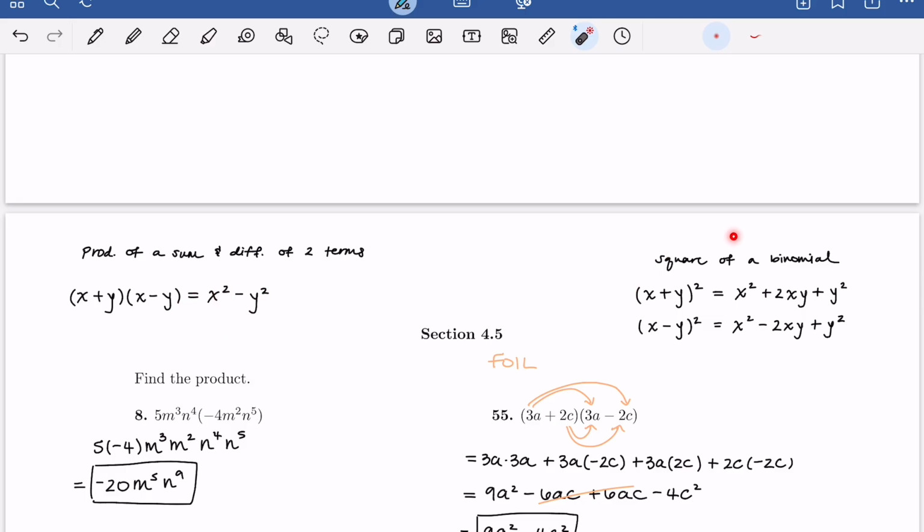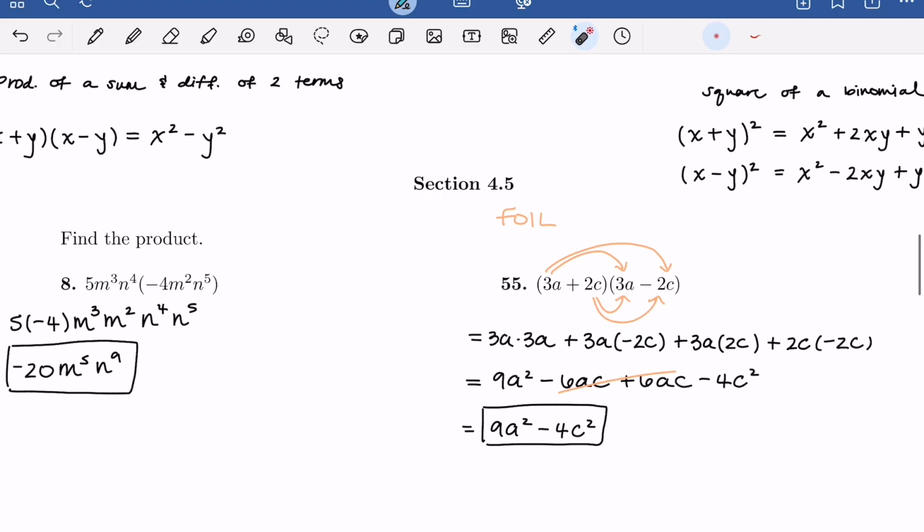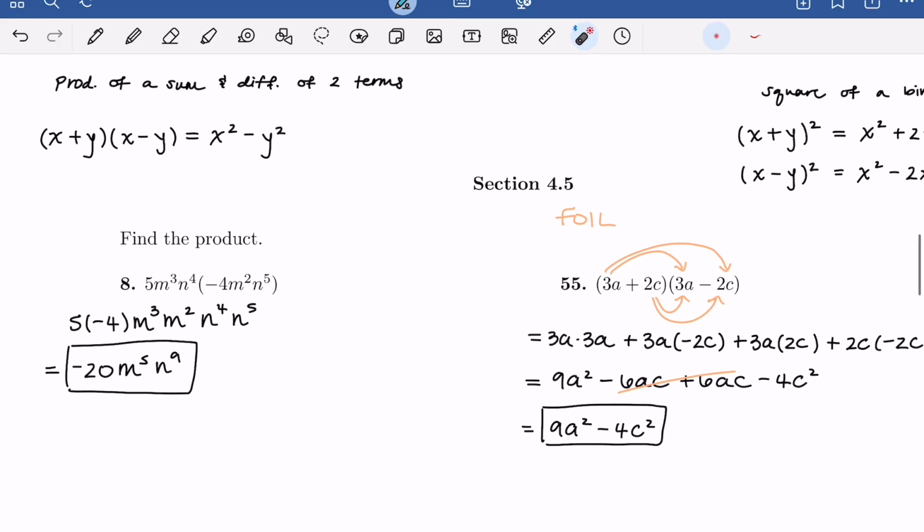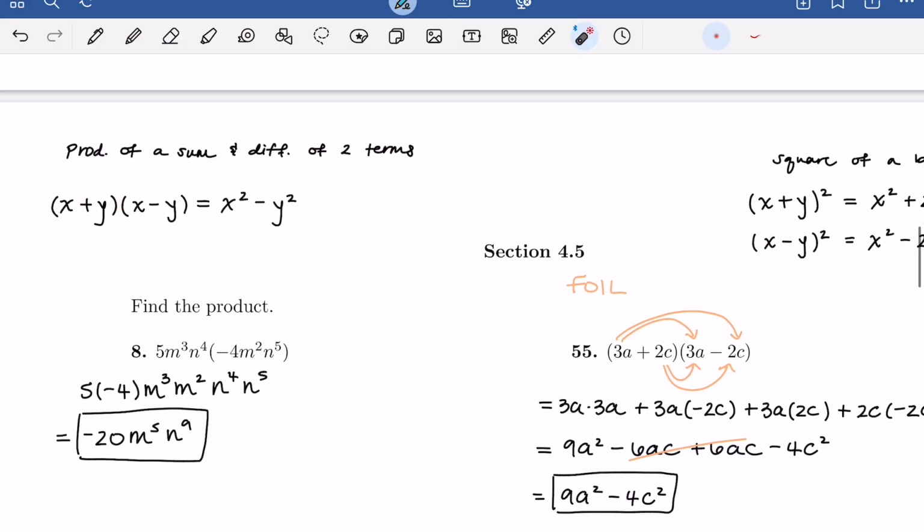And then we also have these two equations from our textbook, and this is going to help us with the next problem. So for now, let's focus on this one. So let's solve question 55 using this equation here. So again, if we're taking the product of a sum and a difference of two terms, x and y, this is going to be the first term squared minus the second term squared.